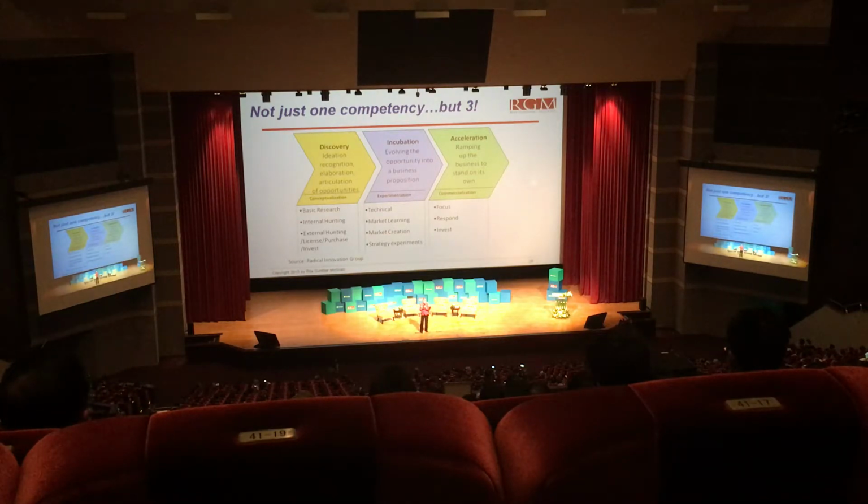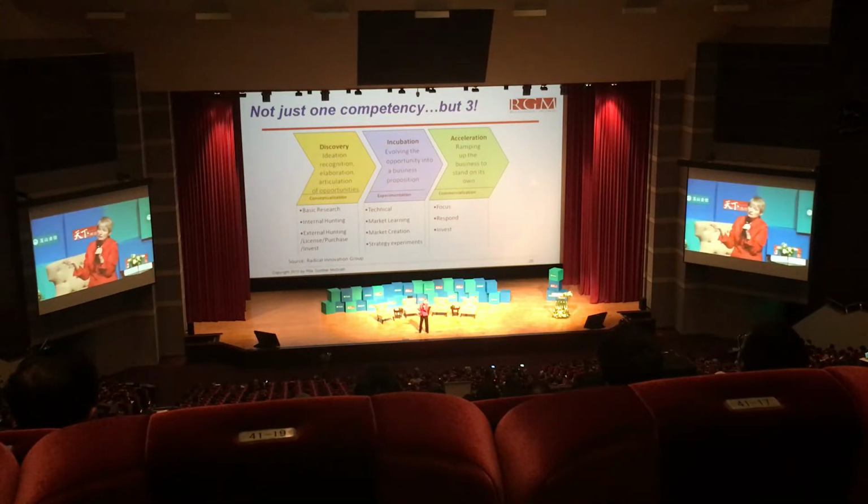Then, there's one more thing you have to do. Think of your core business as a huge highway. It's six lanes, and it's moving very fast. And your little incubated business, which is probably small and has a few initial customers, you need to have a way of scaling that and ramping it up so that it can join with the parent company. That's the only way you're going to get it to make a material difference to your business.